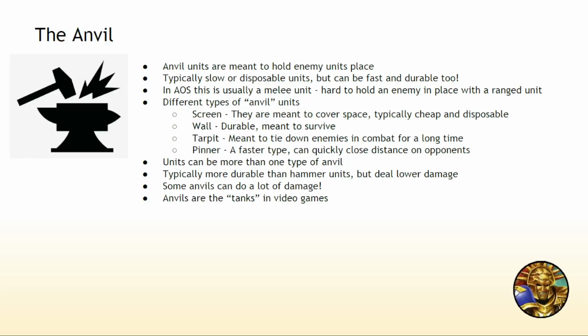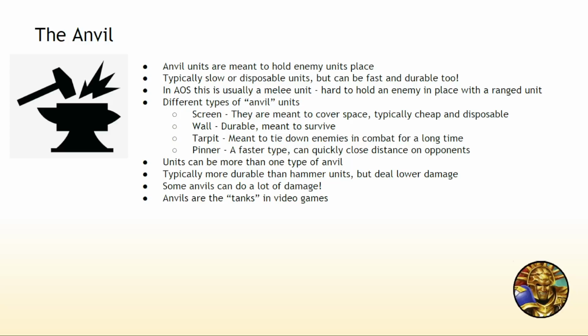And different units can be different types of anvils, right? You can have a screen pinner, a really fast disposable screen, or you can have a tar pit that is very durable, like a wall, which units like that are quite rare, but they do exist. I think Stormcast Protectors would fall into this category. If you have 15 Protectors, that is both a wall and a tar pit.